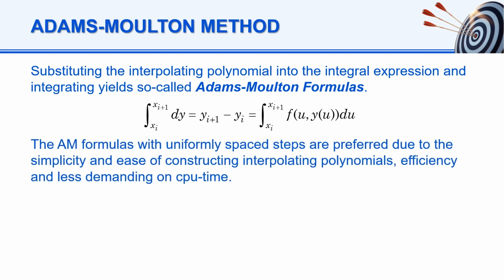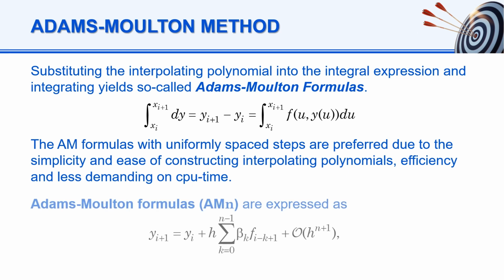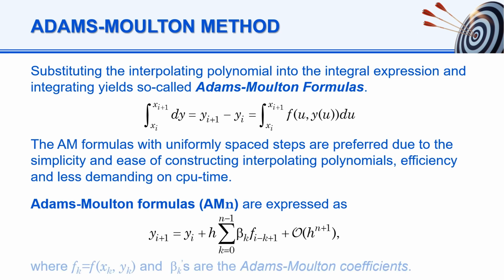The Adams-Moulton formulas with uniformly spaced steps are preferred due to the simplicity and ease of constructing interpolating polynomials, efficiency, and being less demanding on CPU time. Adams-Moulton formulas, AM n, are expressed as follows, where f_k denotes f(x_k, y_k), and beta_k's are the Adams-Moulton coefficients.